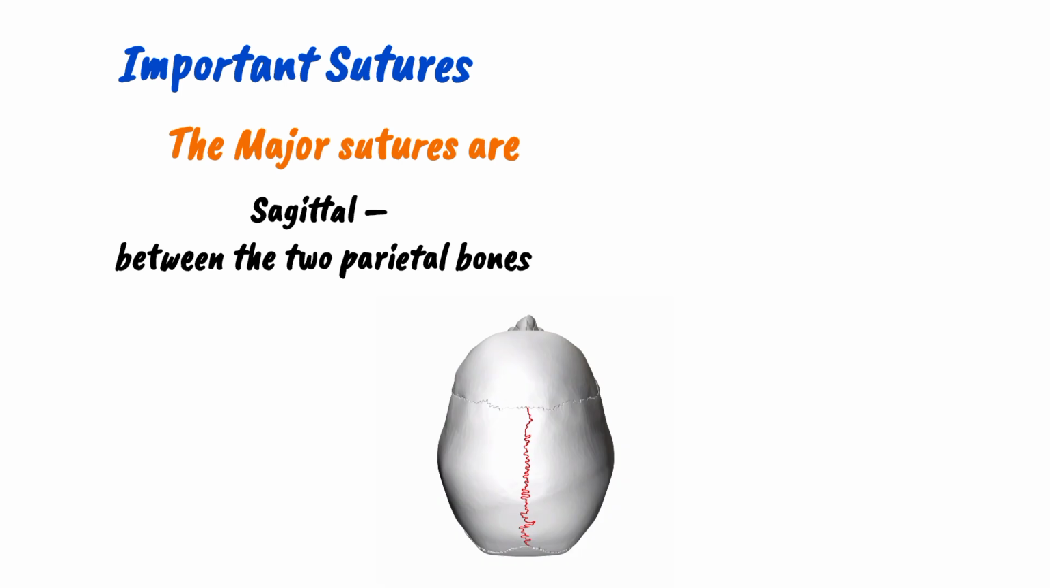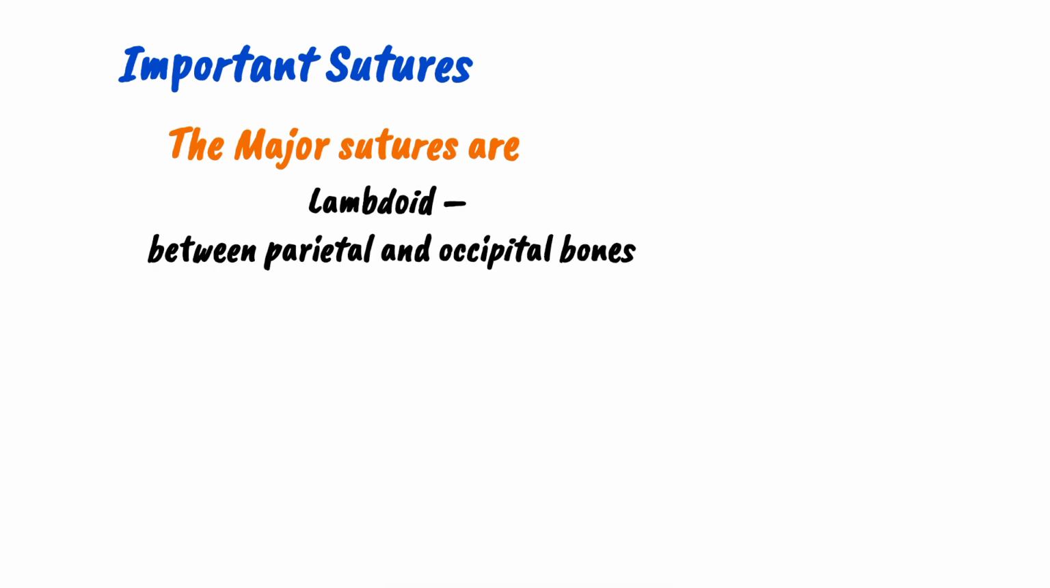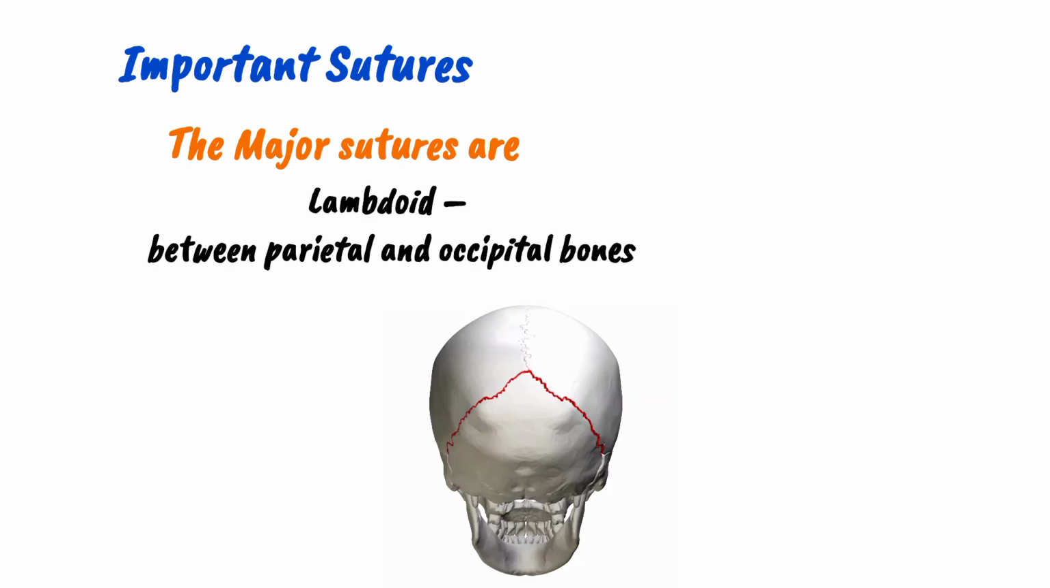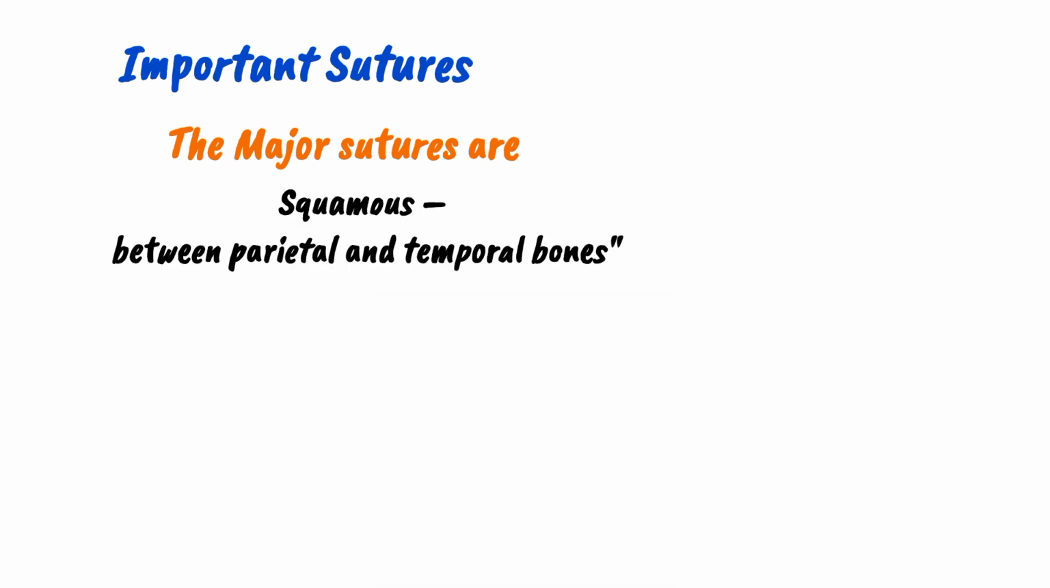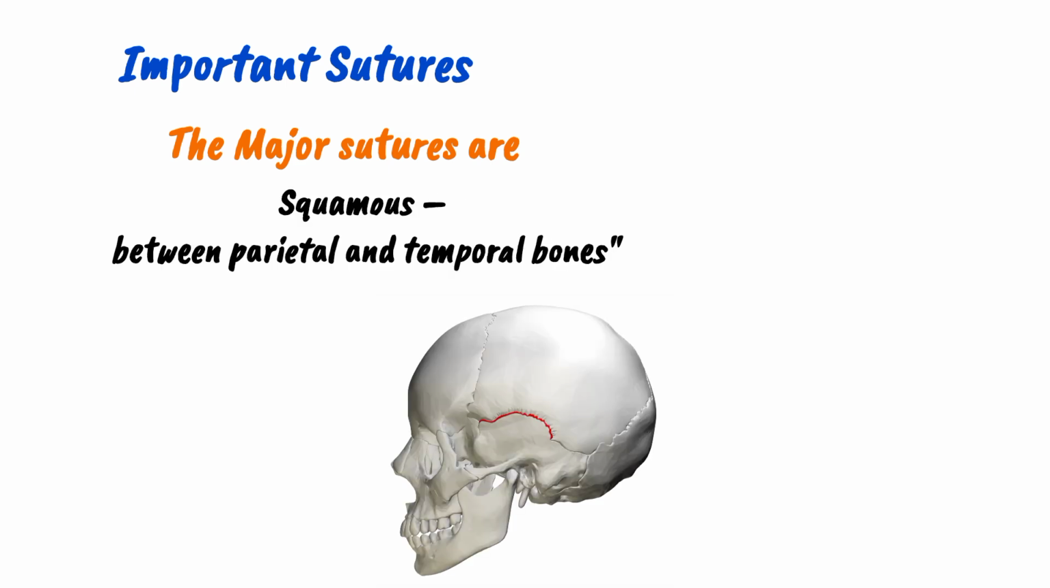Sagittal, between the two parietal bones. Lambdoid, between parietal and occipital bones. Squamous, between parietal and temporal bones.